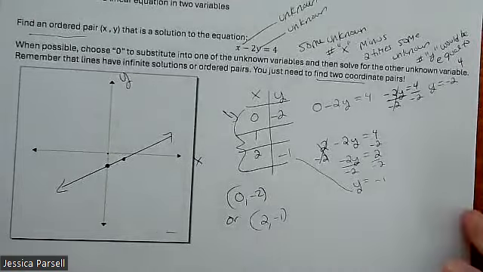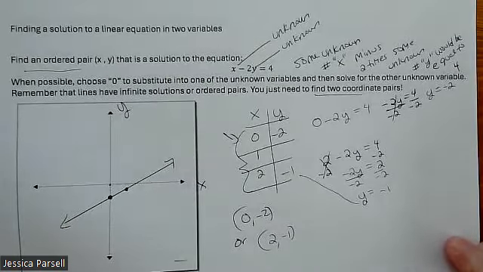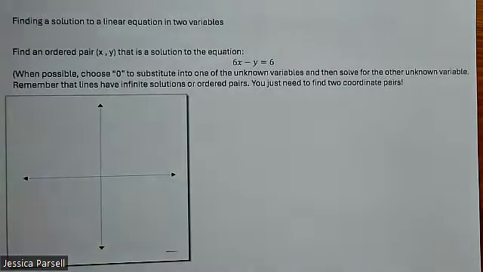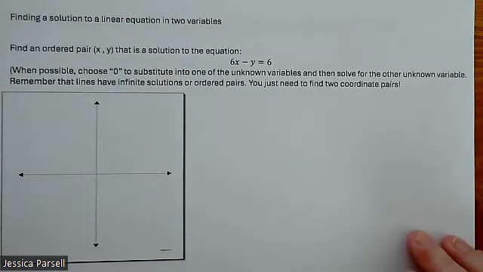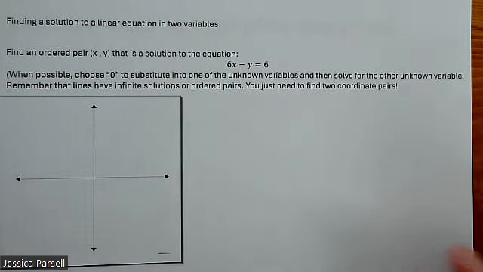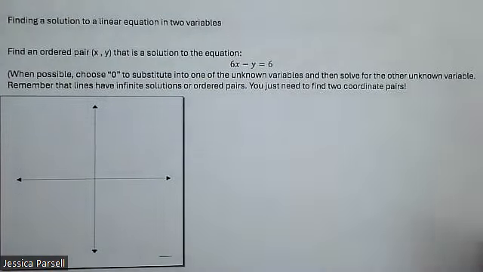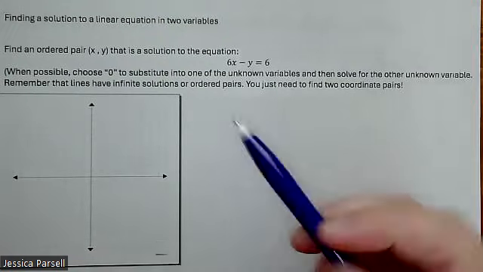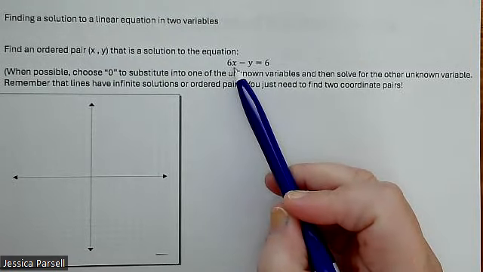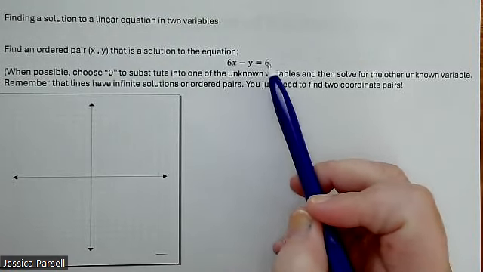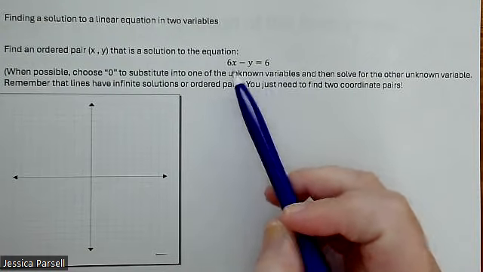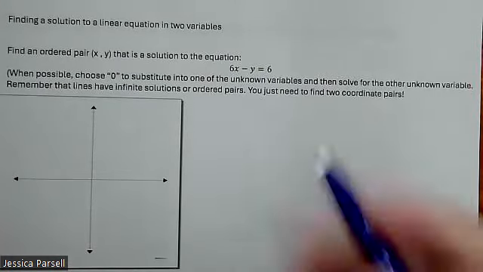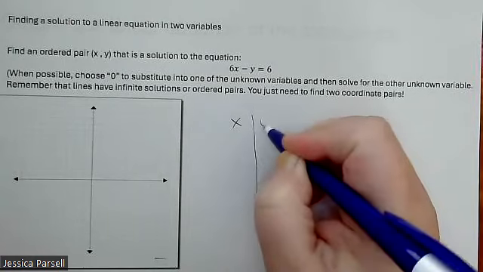Okay, so let's try that again. Pause the video, see what you can do with this one. Finding a solution to a linear equation in 2 variables. Find an ordered pair xy that is a solution to this equation. They're asking us 6 times some unknown number minus some unknown number would be equal to 0. Figure out what that x and y are. All right, so pause the video, see what you can do.